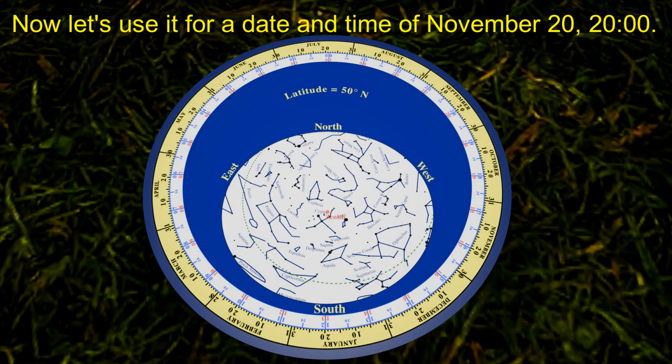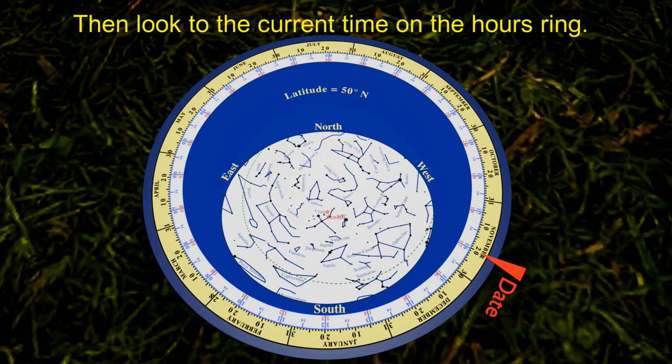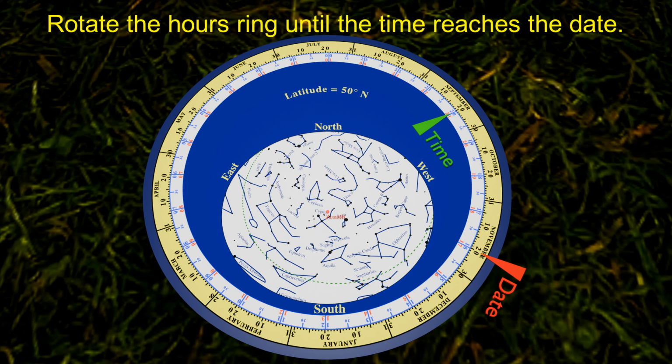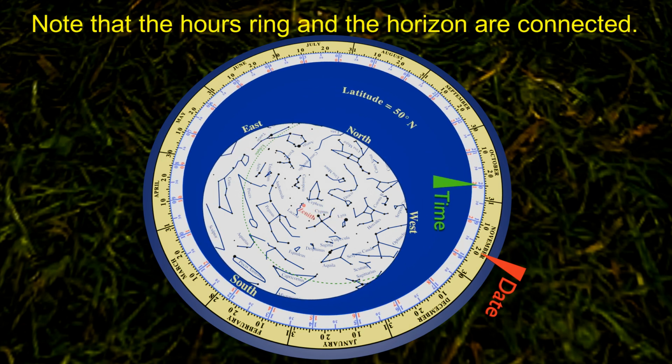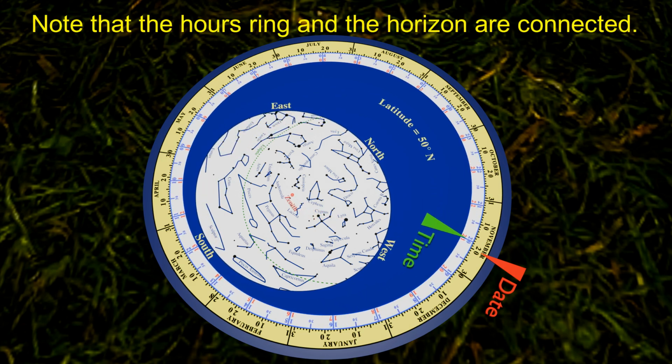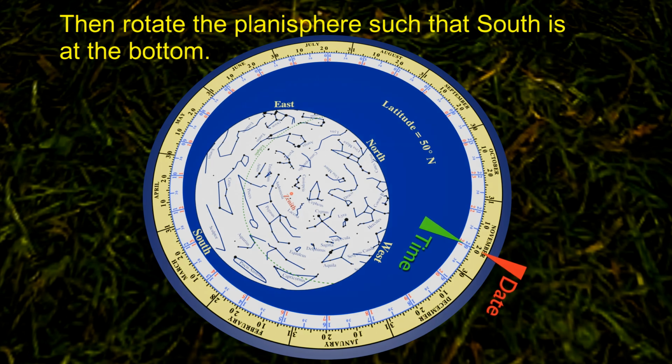Now let's use it for a date and time of November 20th, 8 o'clock at night. Have a look at the current date on the date ring. Then look at the current time on the hours ring. Rotate the hours ring until the time reaches the date. Note that the hours ring and the horizon are connected. Then rotate the planisphere such that south is at the bottom.